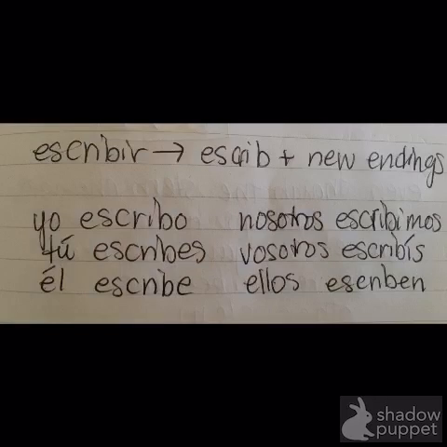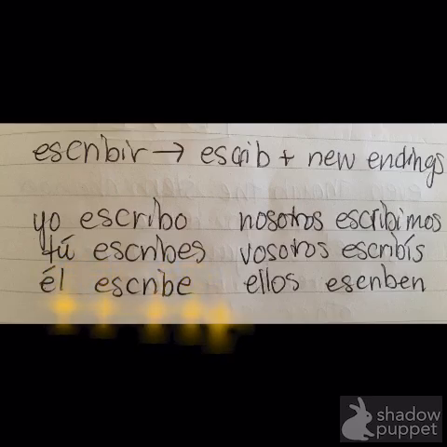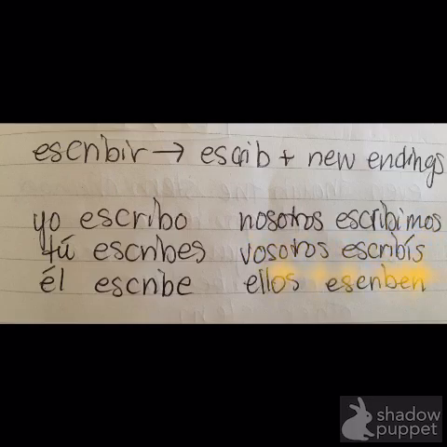Okay, and here's our final example. It is escribir, so it's an IR ending, the only ending we haven't done yet. So we took off the IR, so it would be escrib, and this verb means to write, so escribir, and we took off the IR, and we added new endings. So yo escribo, I write, tú escribes, you write, él escribe, he writes, nosotros escribimos, we write, vosotros escribís, you all write, ellos escriben, they write.